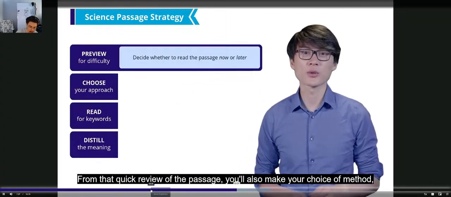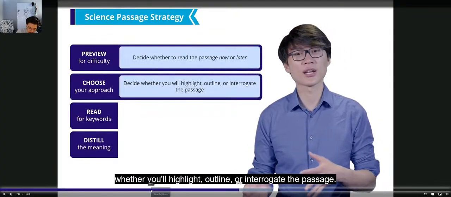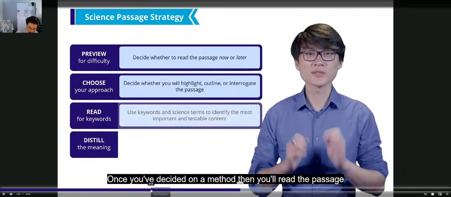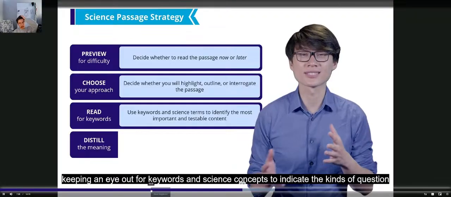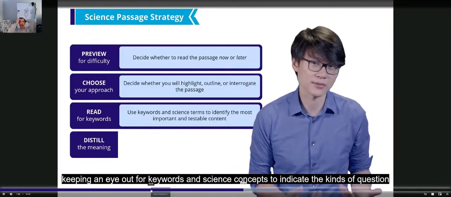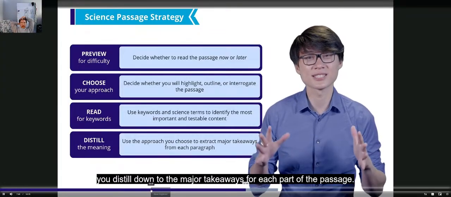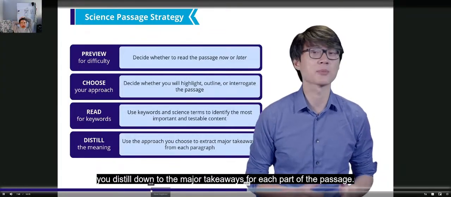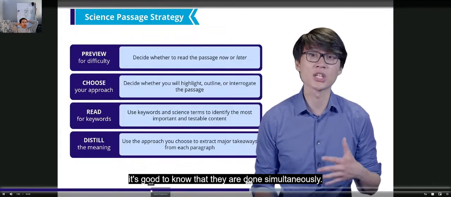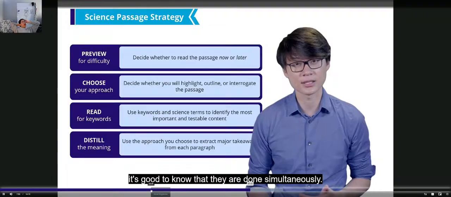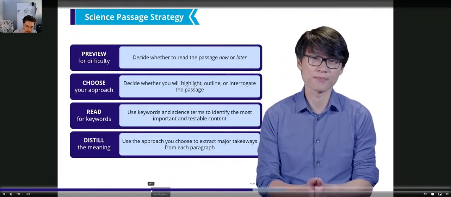From that quick preview of the passage, you'll also make your choice of method, whether you'll highlight, outline, or interrogate the passage. Once you've decided on a method, then you'll read the passage, keeping an eye out for keywords and science concepts to indicate the kinds of questions that can be asked. Finally, using the approach you chose, you distill down to the major takeaways for each part of the passage. While it does seem like the read and distill steps are separate, it's good to note that they are done simultaneously. You're reading and condensing the information down at the same time.